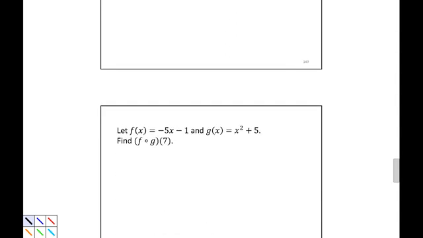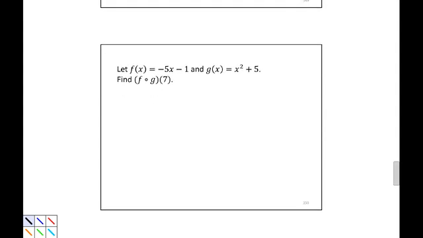All right, so let's look at a couple of examples here. Let f of x equal negative 5x minus 1, and g of x equal x squared plus 5. Find f of g of 7. Now, by definition, f of g of 7 is f of g of 7. Just by definition, that's what it is. f of, and then g of 7. So let's find what g of 7 is.